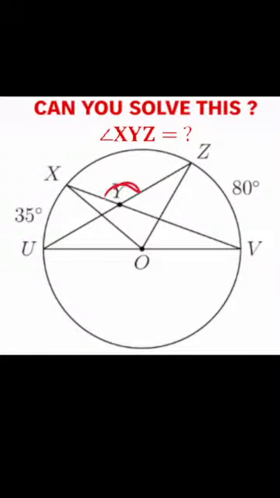This is the angle that we need to calculate. Angles are already mentioned correctly. We need not give any other thing. I'm not going to give any other hint. This 35 is representing the arc measure of UX. This arc measure is 35 degree. This is VZ, which is 80 degree, and you need to solve for angle XYZ.